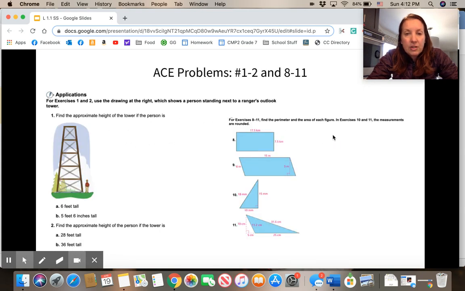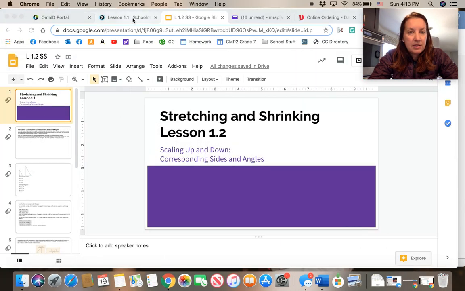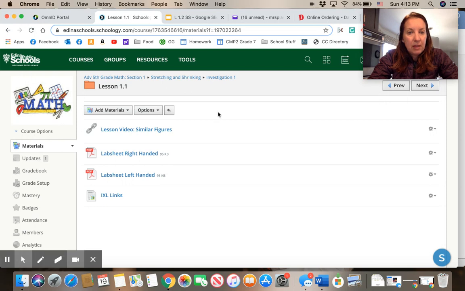So our homework for today is problems 1 and 2 and 8 through 11. And that is your work for today. I'm going to minimize this and go back to our Schoology page. Here is where the left-handed page and the right-handed page are for those of you that would like that. Here is an extra video on similar figures, and here are the IXL links. I haven't posted here yet. Maybe I'll just do it right now.